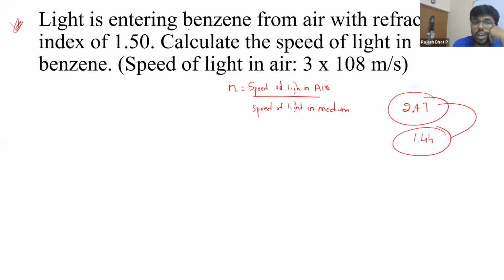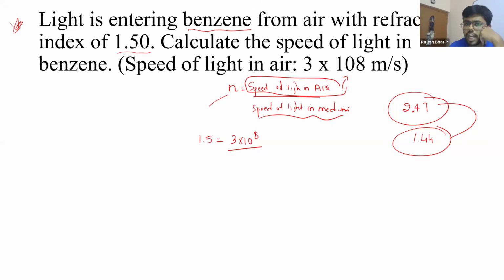So now here, light is entering benzene from air. Refractive index is given, which is n, 1.5. Speed of light in air, which is always common, does not change, is 3 into 10 power 8. What is the speed of light in that medium? What is the medium here? It is benzene. Speed of light in benzene. So this will go to the numerator. Speed in benzene is equal to 3 into 10 power 8 divided by 1.5. 1.5 ones are 1.5, 1.5 twos are 3. Therefore, 2 into 10 power 8.